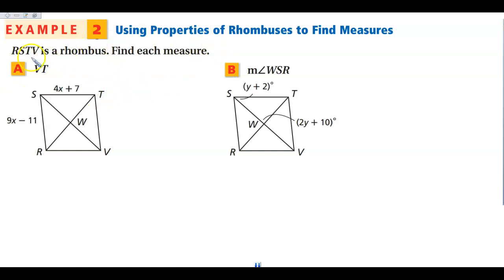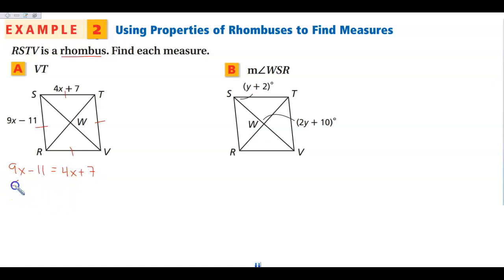So we are told that our figures here are a rhombus. We want to find the measures. I want to find the length of VT. Well, our definition of a rhombus is that all four sides are the same length. All right, so if all four sides are the same length, I know these lengths are the same, which means I'm going to set them equal to each other. So I'm going to do 9x minus 11 is equal to 4x plus 7.